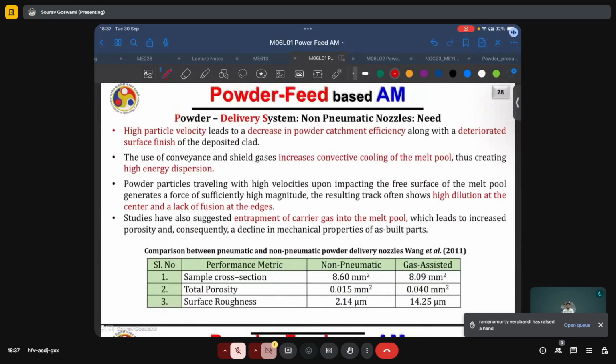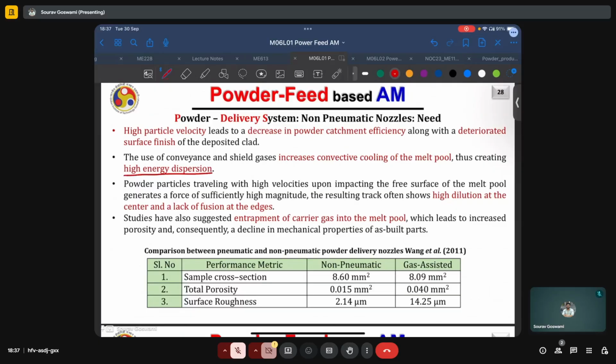Besides the use of inert carrier gas for delivery of these powder particles to the deposition region, non-pneumatic nozzles can also be used. The high particle velocity of metal powder delivered using these carrier gases tends to lead to a decrease in powder catchment efficiency along with deteriorated surface finish of the deposited clad.